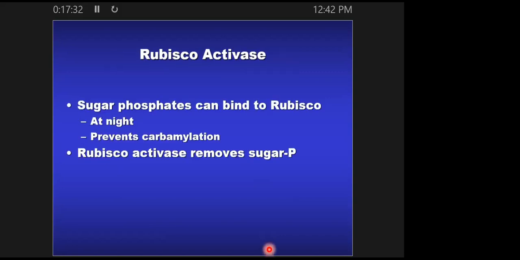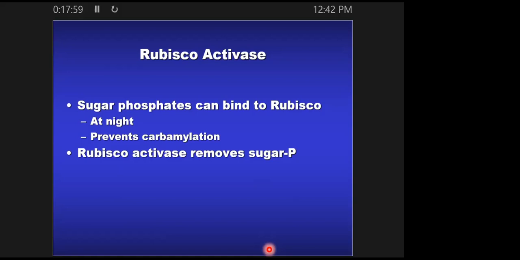Okay, so Rubisco activase is a very important enzyme to get things going, to take the blanket of sugar phosphates off in the wee hours of the morning so that Rubisco can get fully activated. So does the CO2 just not know how to find the activation site? Yeah, if there's sugar phosphates in the way, the activator CO2 can't physically get in there and do its job.